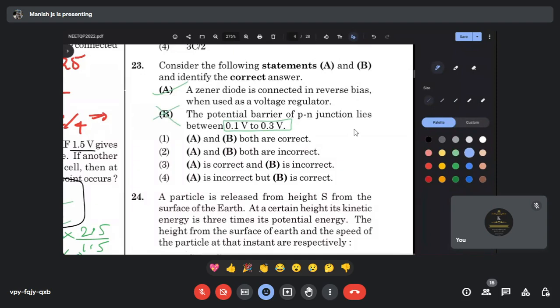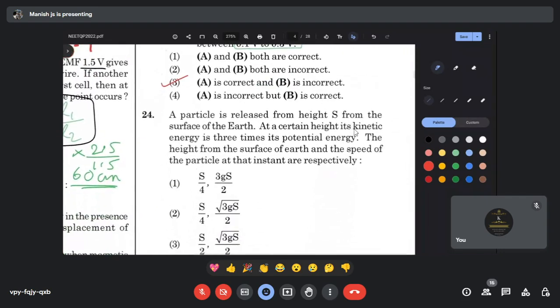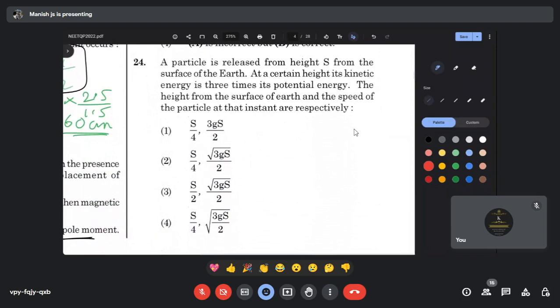So only our assumption is correct. So A is correct and B is incorrect. So that is the most appropriate answer here. So the third option. So option C is the key for this. Seri. Next question. Moving on to question number 24. I would like, can one of you volunteer and read this question? Yeah.